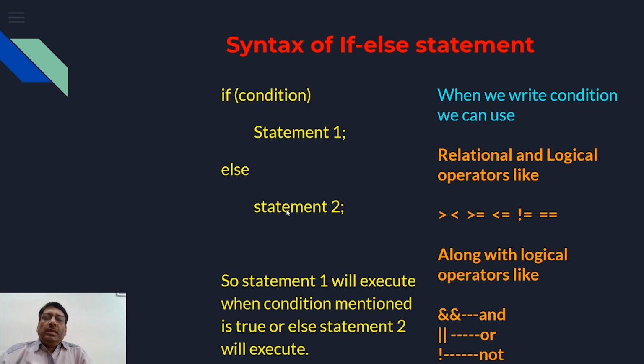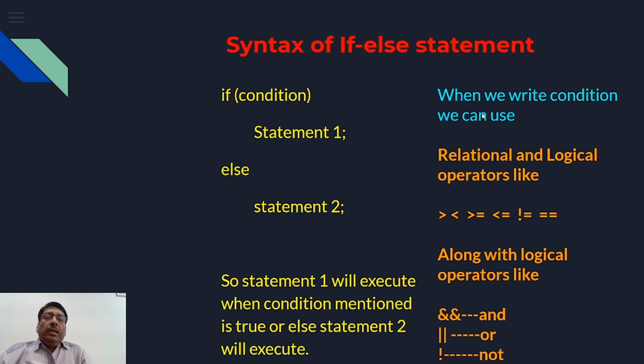So that means at any given point of time, either statement 1 is going to execute or statement 2. When you talk about if and else, either it has to execute statement 1 or statement 2. If the condition is true, it is going to execute statement 1. If the condition is false, it has to execute statement 2. There cannot be any other outcome for this.